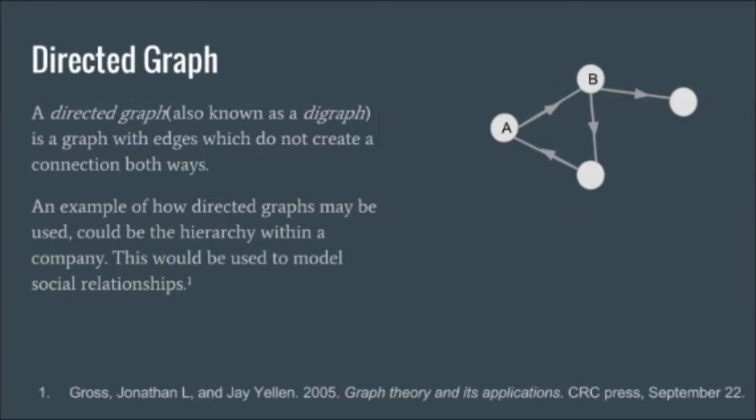A directed graph is a graph where the edges only direct in specific ways. For example, vertex A can reach vertex B through one edge, but vertex B must pass through two edges to reach vertex A.